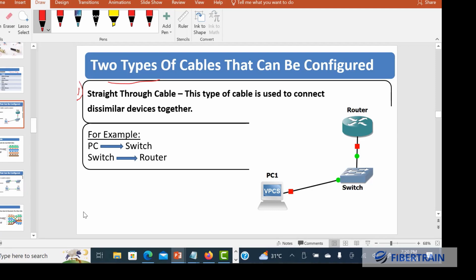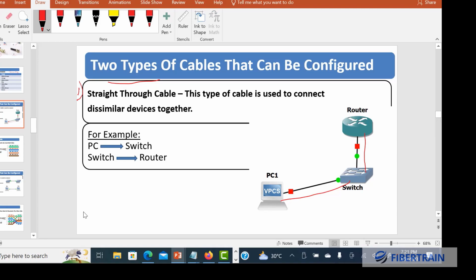Now let's look at the diagram here. When you want to connect a PC to a switch, or you want to connect a switch to a router, what type of cable should we configure? Straight through cable. This cable is used to connect dissimilar devices. What do we mean by dissimilar devices? Devices that are not from the same device family. For instance, switch and PC, do they look alike? No, because they are not from the same device family, right? You see a switch here, it totally looks different from a PC. Correct. Right. So if I'm connecting my staff PCs to the switch, the type of cable I should be configuring is called straight through cable.